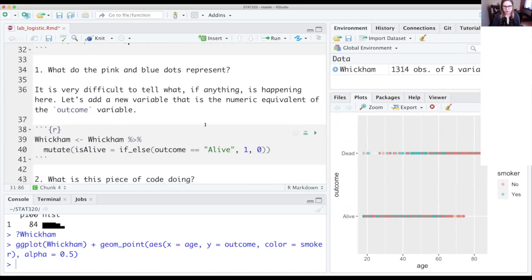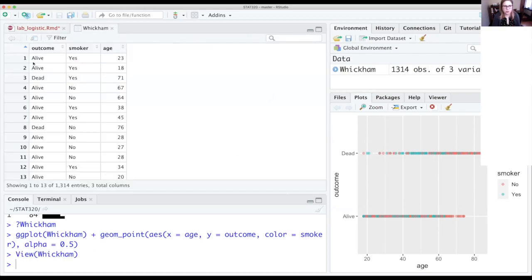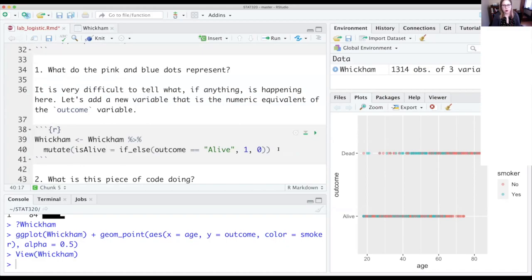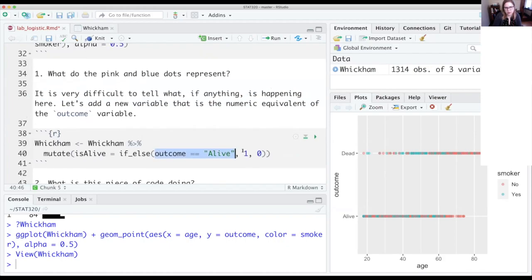But it's a little bit hard to tell what's going on. So I'm going to make a new variable in my data set, which is going to be called is alive. Right now I just have outcome, which is alive or dead. But R for logistic regression really wants it to be 0 or 1. So any binary variable you can convert to a 0 or 1, and here's how I'm going to do it. I'm going to make this new variable called is alive. If the outcome is equal to alive, I'm going to put 1. Otherwise, I'm going to put a 0. And this is a mutate, so it's going to stick a new column into my original data set and overwrite that. So I hit play.